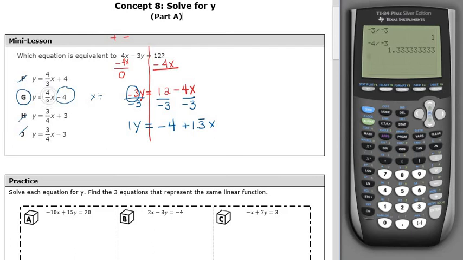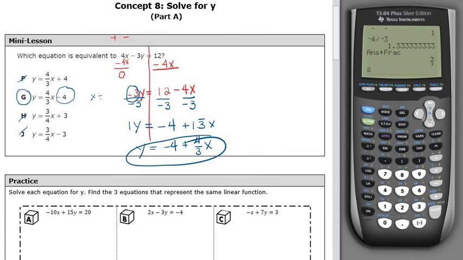But where does this 4/3 come from? Well, how can we turn this decimal into a fraction? If you remember, we can press math, enter, enter. Ta-da! We got 4/3. So that decimal is actually 4/3 x. And we've solved for y.